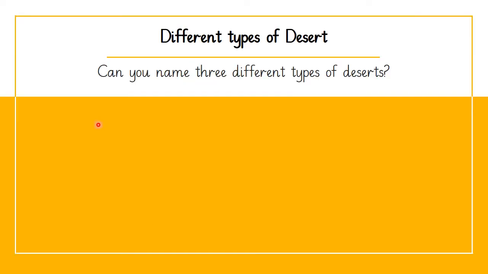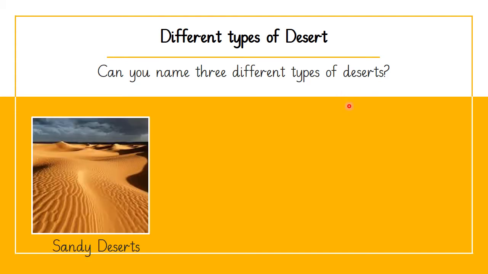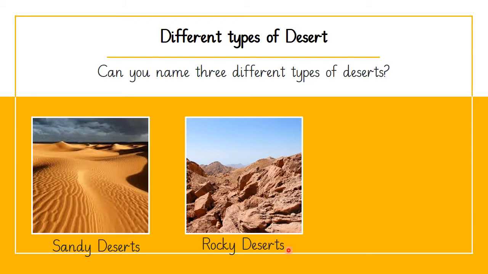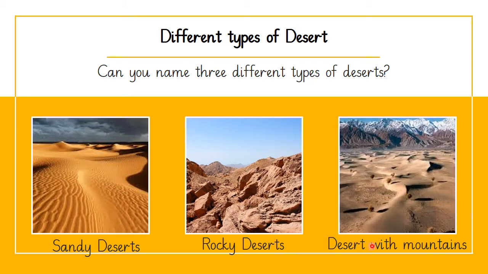Can you name 3 different types of deserts? They are sandy desert, rocky deserts, and deserts with mountains.